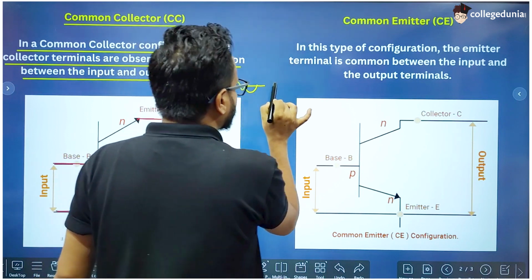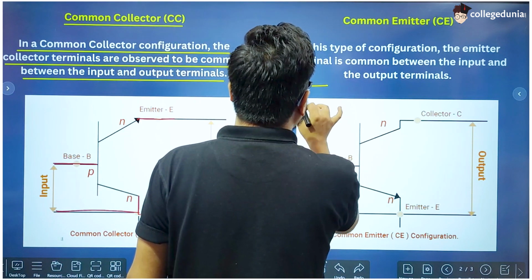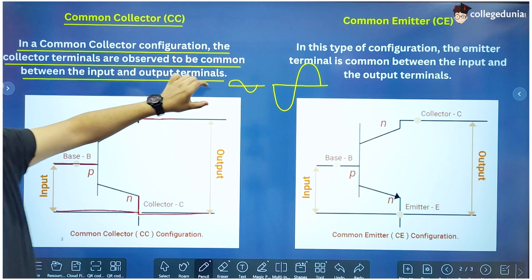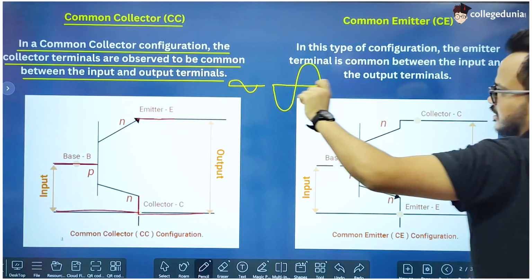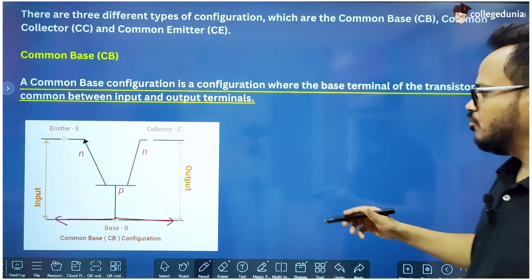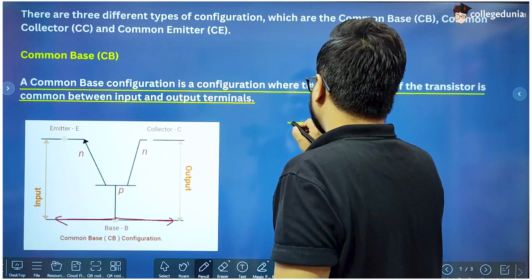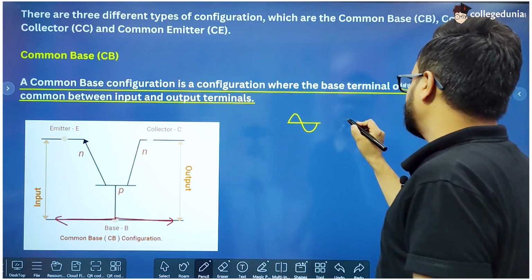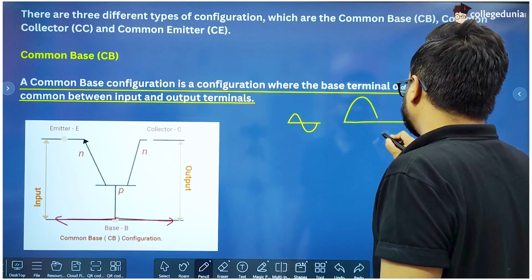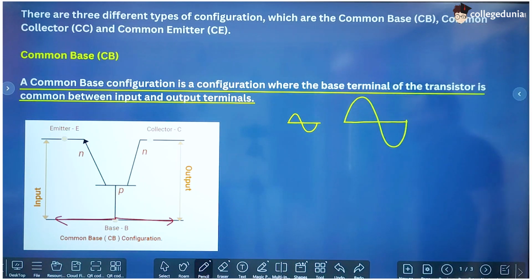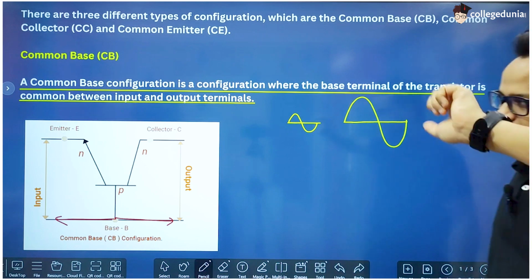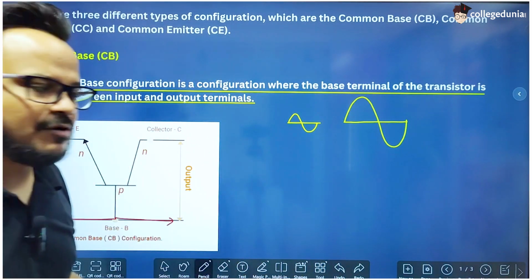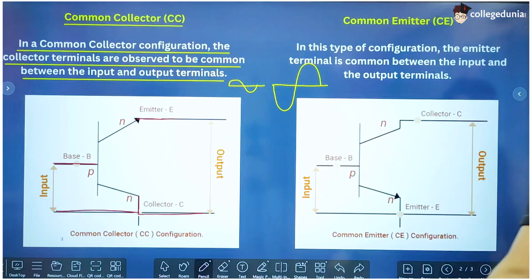If this is the input voltage, common emitter is going to give you the output like this. So the voltage is amplified, but the phase also changes. But in case you use common base transistor for amplification, you will get the output voltage in the same phase, right? So there is a difference in the working of all these configurations. So we use this configuration for different purposes. That's why we need all these three.